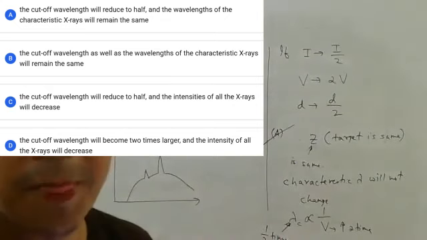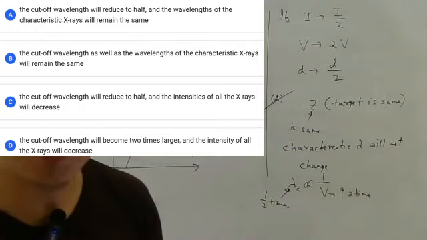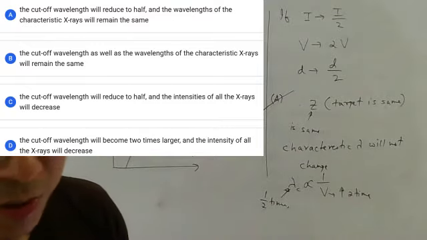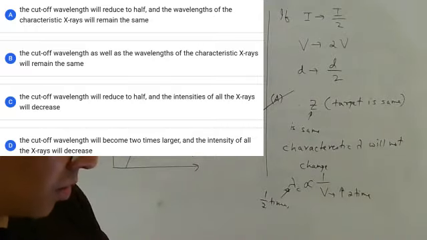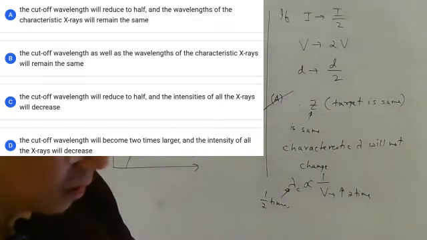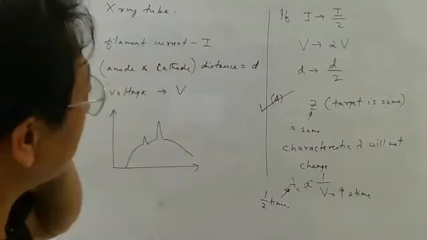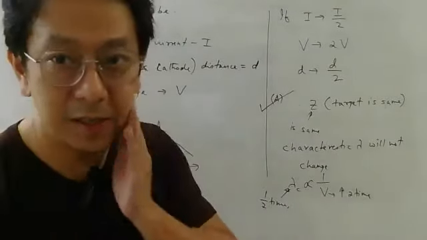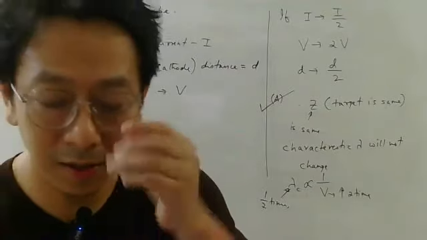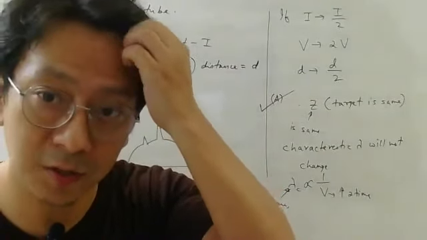Yes or no? Second option is saying cutoff wavelength will remain same, so no need to tick that one. Option C is saying cutoff wavelength will reduce to half. That is correct. And intensity of all X-rays will decrease. This is what JEE Advanced has given as right option in their official website.